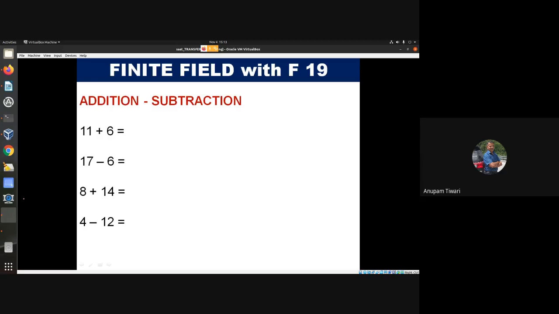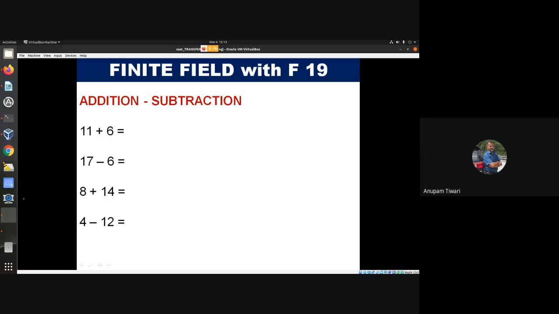So I have got F19. Now I will attempt, now these 11, 6, 17, 6, 8, 14, these are all numbers which are less than 19. And I will do definite addition, definite subtraction on these numbers, wherein I will be able to get the answers. Now it is not the peculiar mathematics that we do. 11 plus 6 is 17. 17 minus 6 is 11. 8 plus 14 is 22. But 8 plus 14 is 22. That means it goes way ahead of 19.